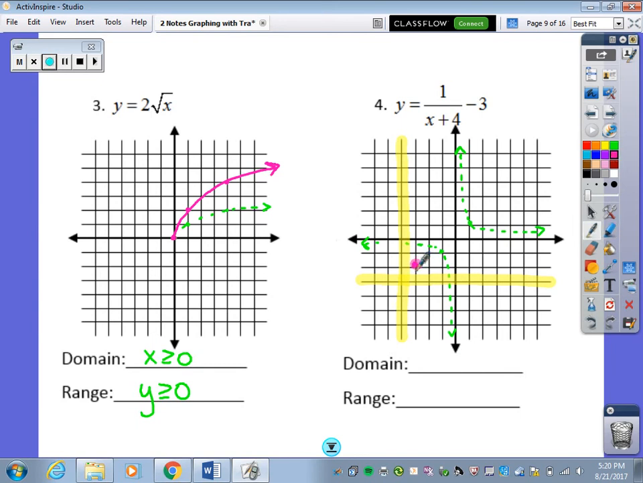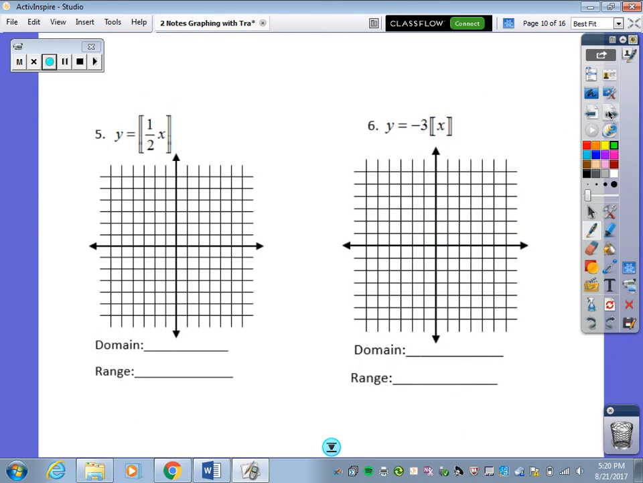We have point (1, 1), so it looks something like this. And here's our new function. Our domain is going to be x does not equal -4. Our range is y does not equal -3. Now let's move on to the next one.